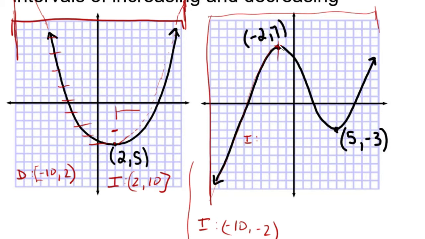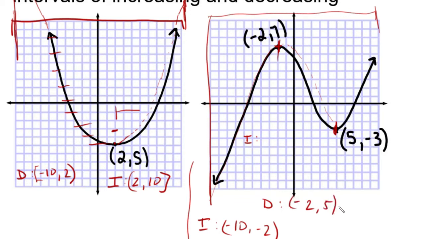Then, after that, you start decreasing, going down a hill. This is the next interval, and it's a decreasing interval. So you're going to be decreasing from -2. You're going to slide down, keep going down the mountain, however you want to think about it, until 5. So from -2 to 5.